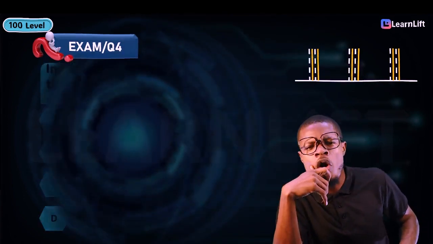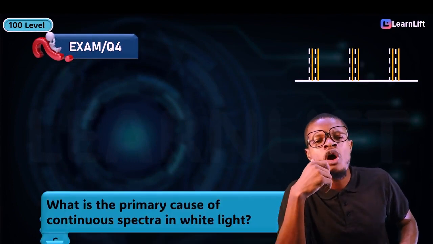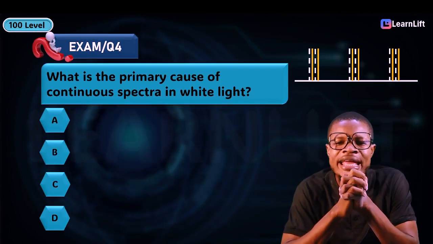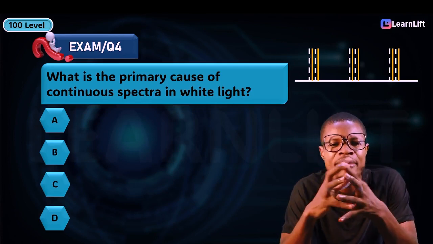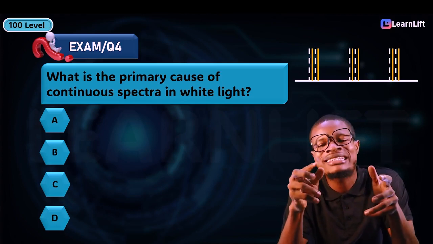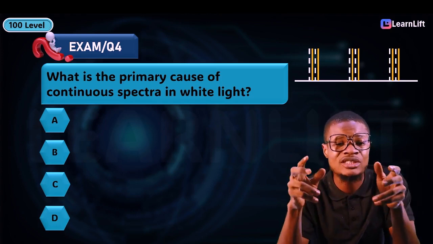Look at question number 4. Question 4 here says, what is the primary cause of continuous spectra in white light? What is the primary cause of continuous spectra in white light? You know, white light will vibrate in an infinite number of planes, right?